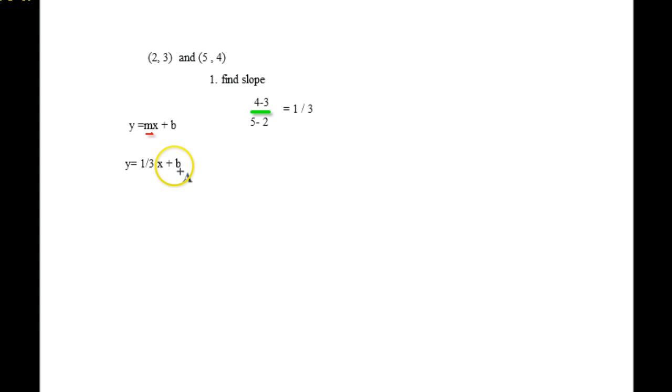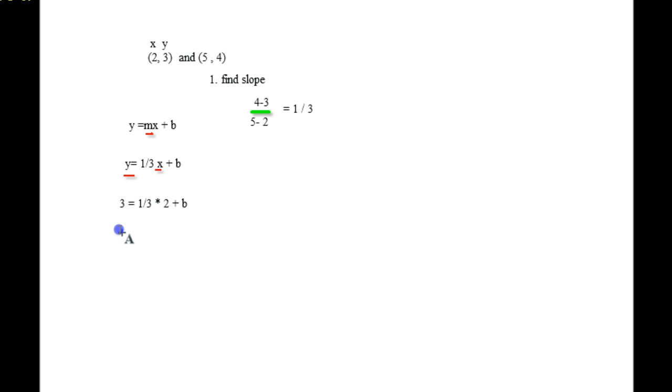Okay, now I don't know b, but here's a cool thing. I do know at least 1 x and 1 y. So I do know that those are both x and y. So I can actually take that and I can plug that in for this x and y. And if you notice, that's 3 numbers with 1 variable left. I can solve that. So I get 3 equals 1/3 times 2 plus b.